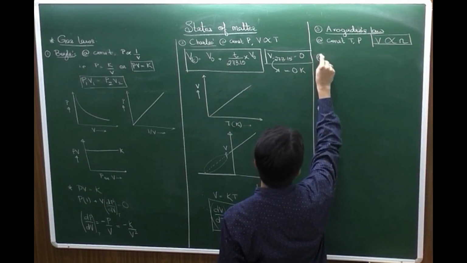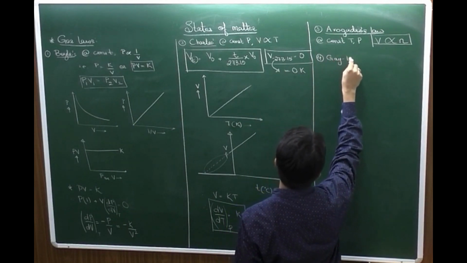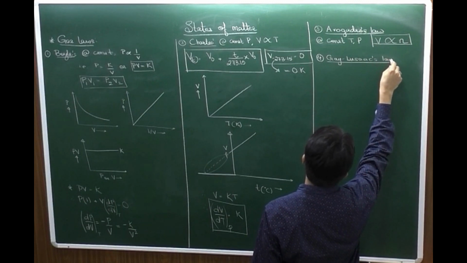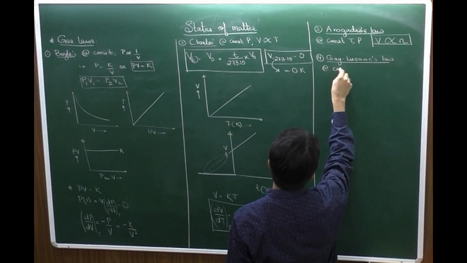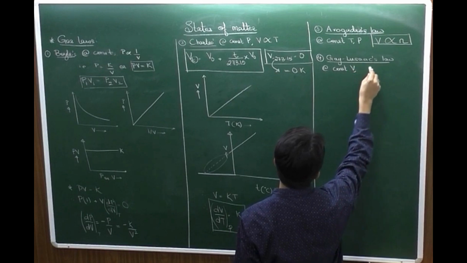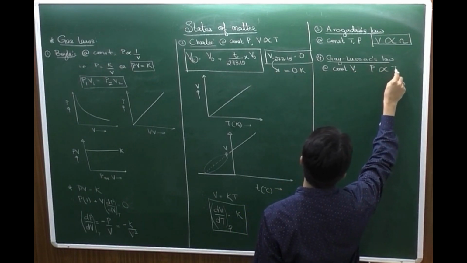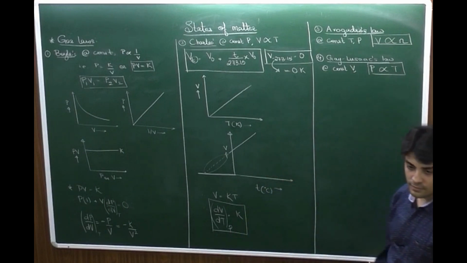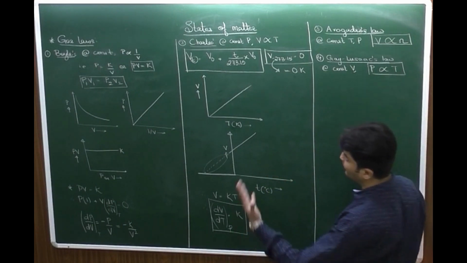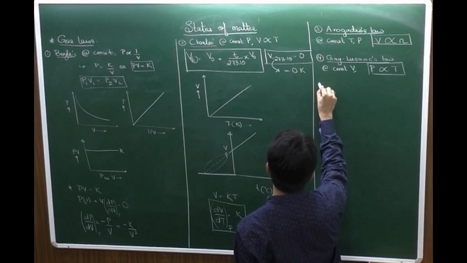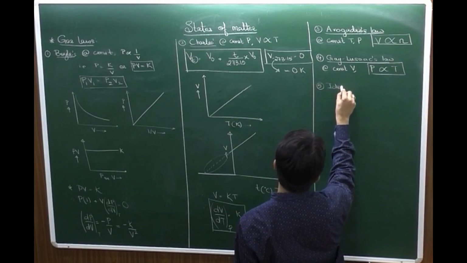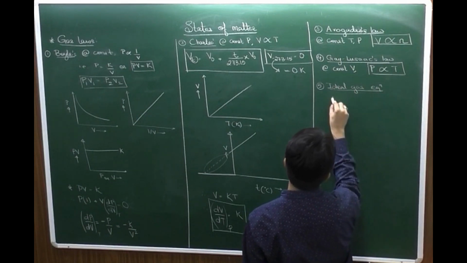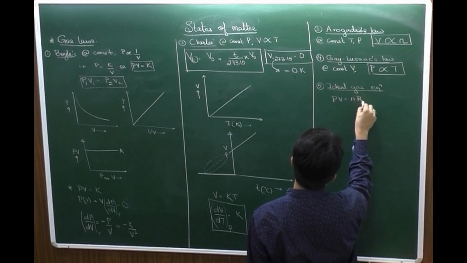Then there is Gay-Lussac's law, not of combining volumes but with reference to gases. Under similar conditions of volume, meaning at a constant volume, pressure is directly proportional to temperature. That is Gay-Lussac's law. Then when we combine all the gas laws, we get the ideal gas equation. And the ideal gas equation is famously PV is equal to nRT.